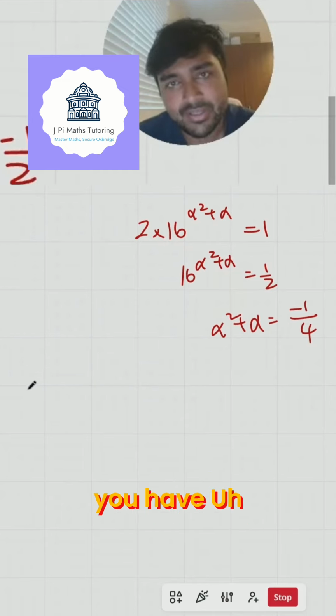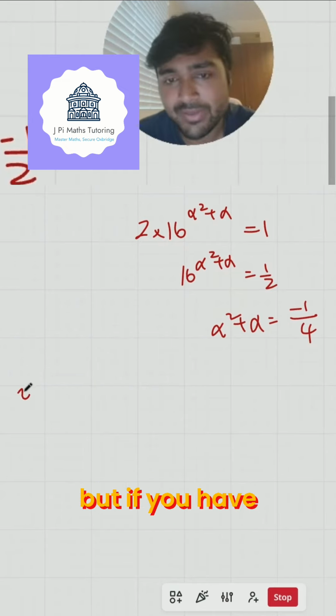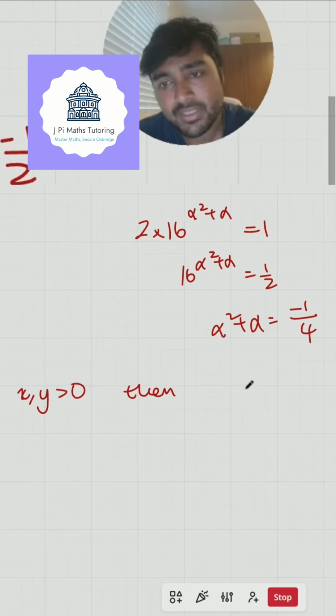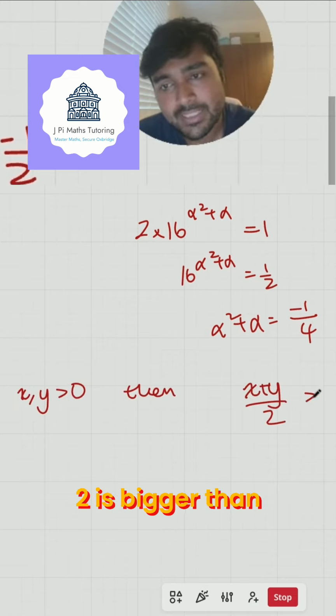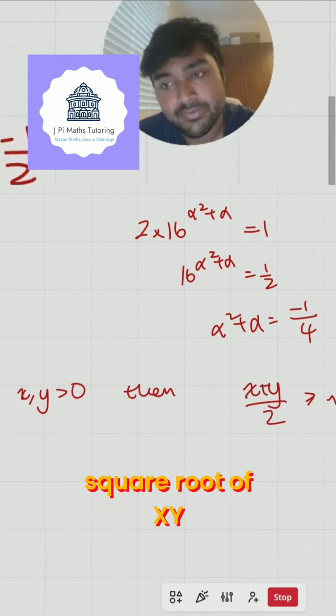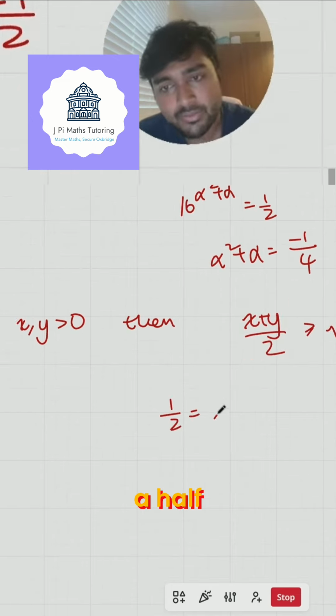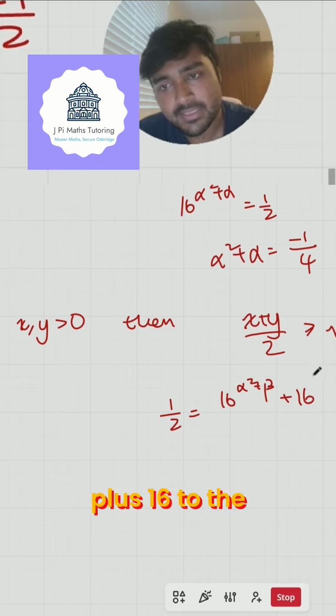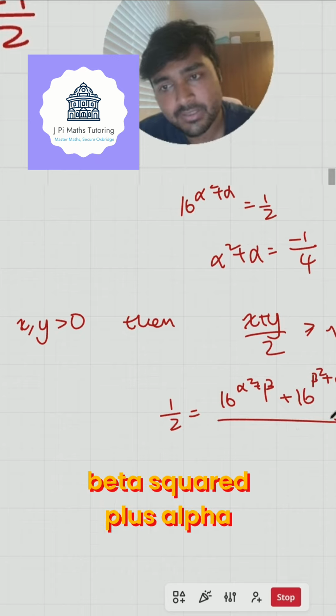Well, I'm going to use a special case of it. If you have x and y positive numbers, then (x plus y) over 2 is bigger than or equal to the square root of xy. So I'm going to get a half, which equals 16 to the alpha squared plus beta, plus 16 to the beta squared plus alpha, over 2.